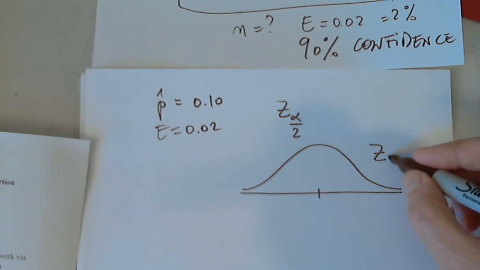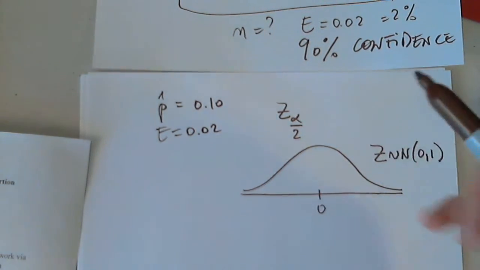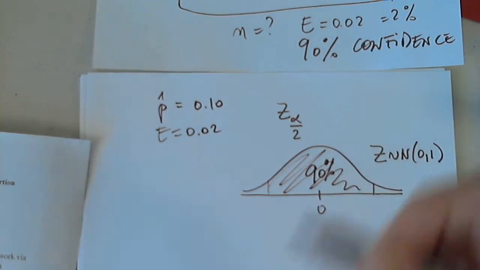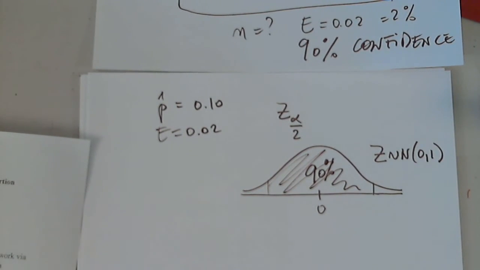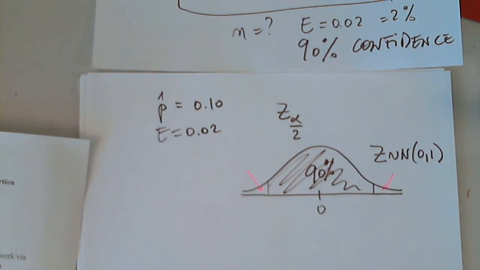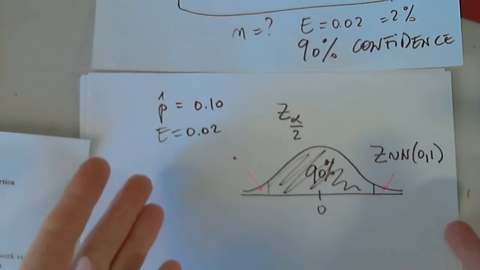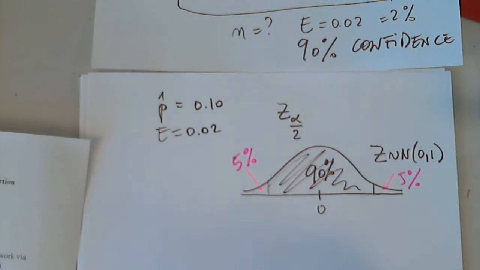0, 1. Yes, so it's normal with mean 0, standard deviation 1, so this must be 0. And the 90%, okay, this is the 90%. Now what do we have in the tails then? If the middle part is 90%, what do we have in the tails? How much in each? From 100%, I subtract 90%, I get 10, so this must be 5%, and this must be 5%.